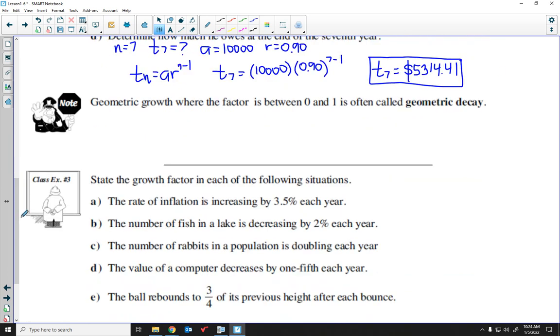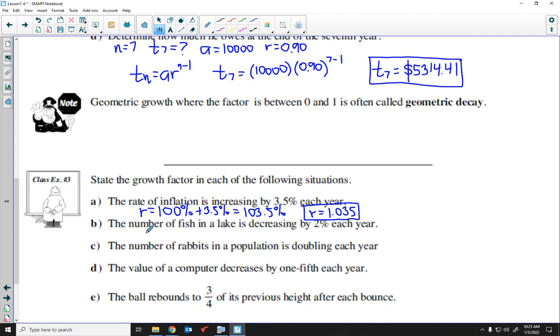Third example, we're going to do some quick calculations to determine what the R value are in various situations. So A says the rate of inflation is increasing by 3.5% per year. So that would be R is equal to 100% plus 3.5%. So that would be 103.5%. Divide by 100, and then you get 1.035. So that's the growth factor or the common ratio.